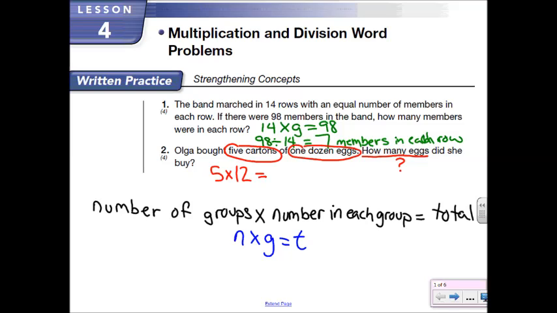How many is that? Again, we're working with not reaching for the calculator instantly every time we need to do a small calculation like this. So I can break 12 into 10 plus 2, which then turns into 5 times 10 plus 5 times 2. 5 times 10 is 50. 5 times 2 is 10. So 5 times 12 is 60. So she bought 60 eggs.